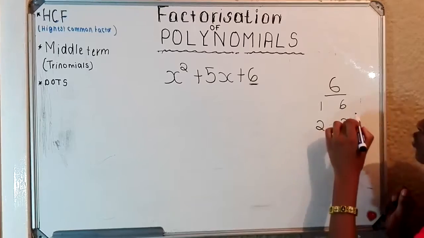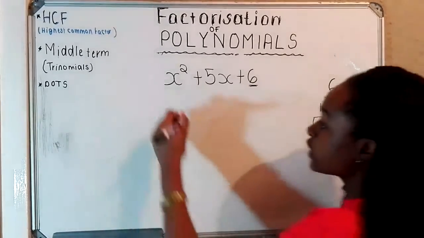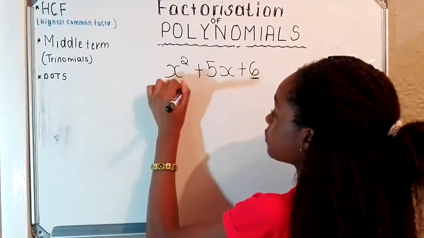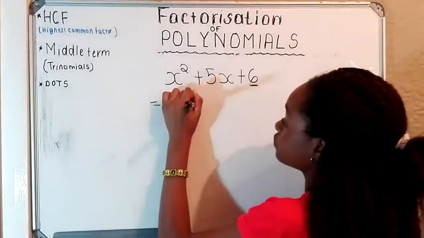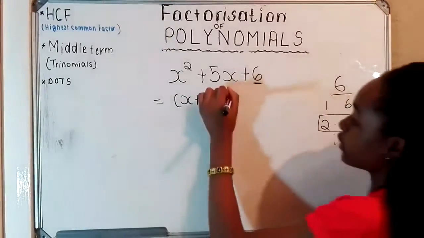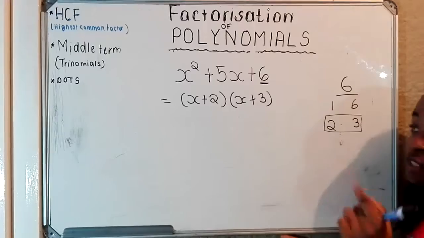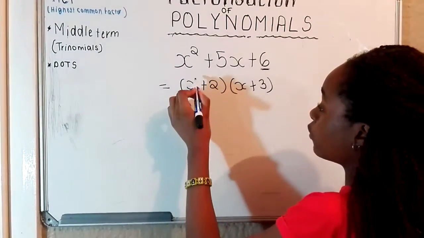So we can then hence use this pair, all right? So it's just basically saying x plus 2, this is positive 2, so we say plus 2, and x plus 3. And that's that. And we can also check the answer to see if it's true by foiling. So we'll take everything and we foil by each other.